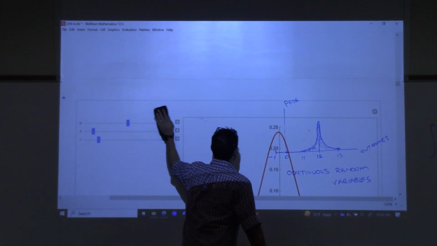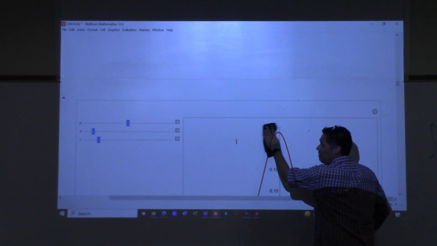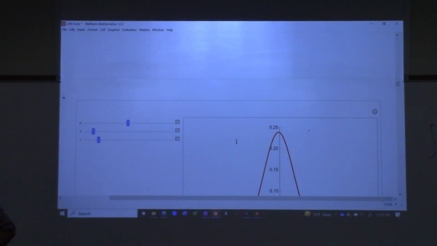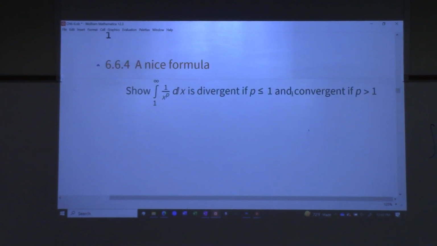We're still here in this section, okay? Remember, this section had 2 parts, right? This section had 2 parts. We're still in the first part. A nice formula.